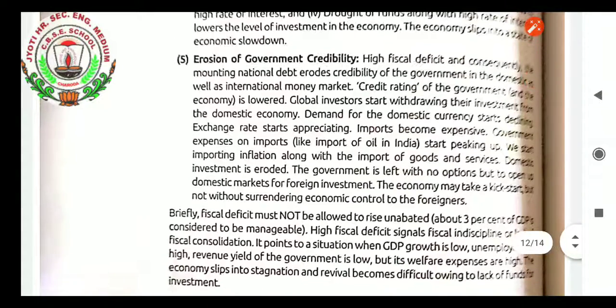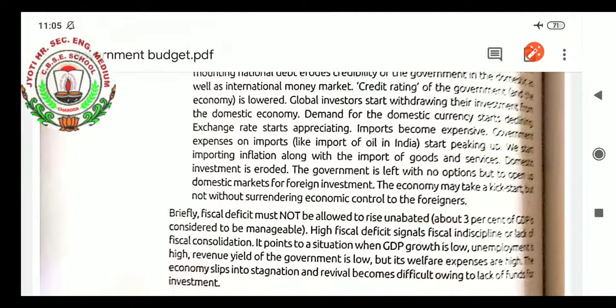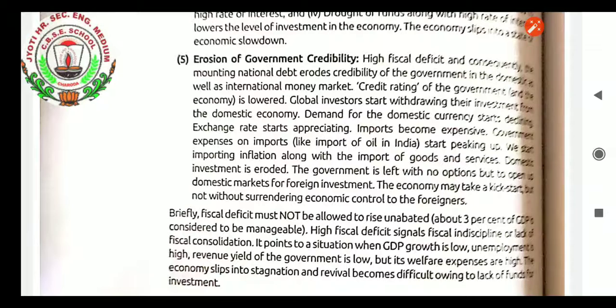Erosion of government credibility. High fiscal deficit and the consequently mounting national debt erode the credibility of the government in the domestic as well as the international money market. The credit rating of the government and the economy is lowered. Global investors start withdrawing their investment from the domestic economy. Demand for the domestic currency starts declining. The exchange rate starts depreciating. Imports become expensive. Government expenses on imports, like import of oil in India, start picking up. We start importing inflation along with the imports of goods and services.